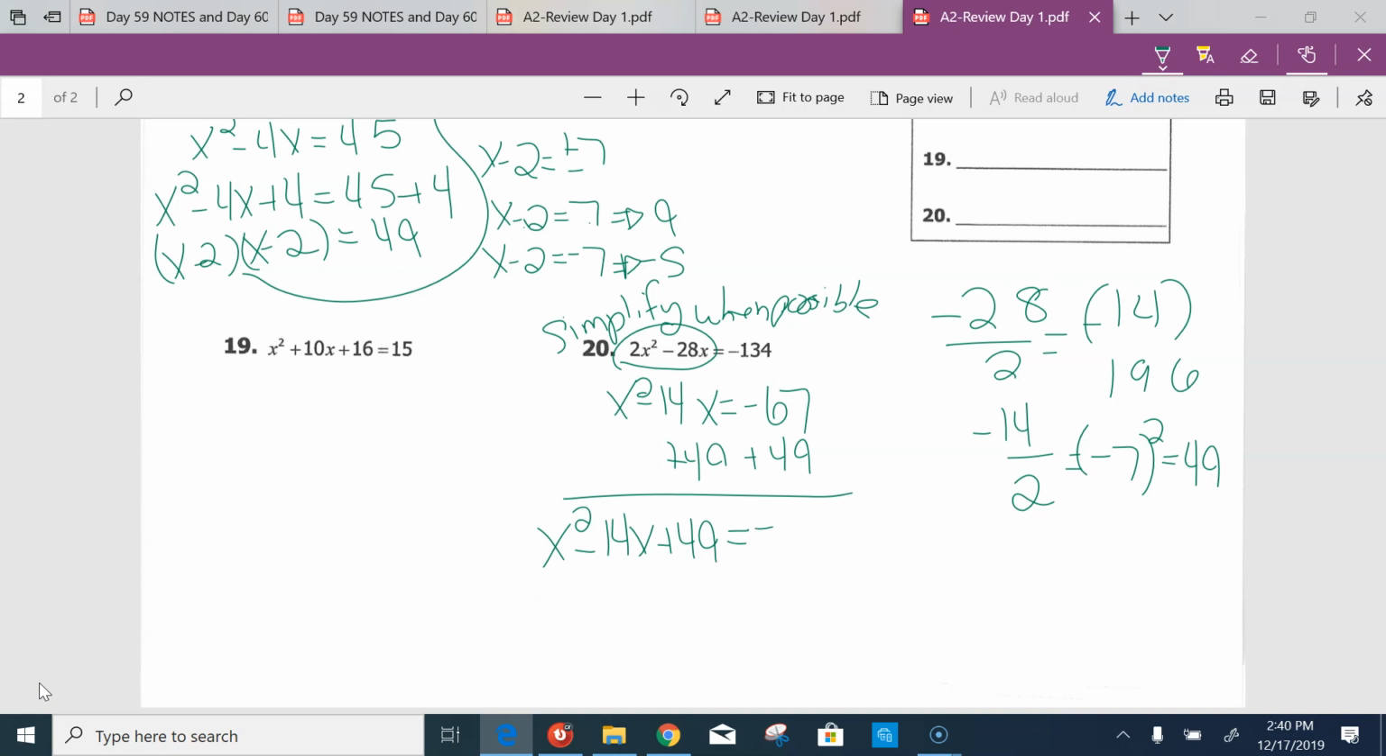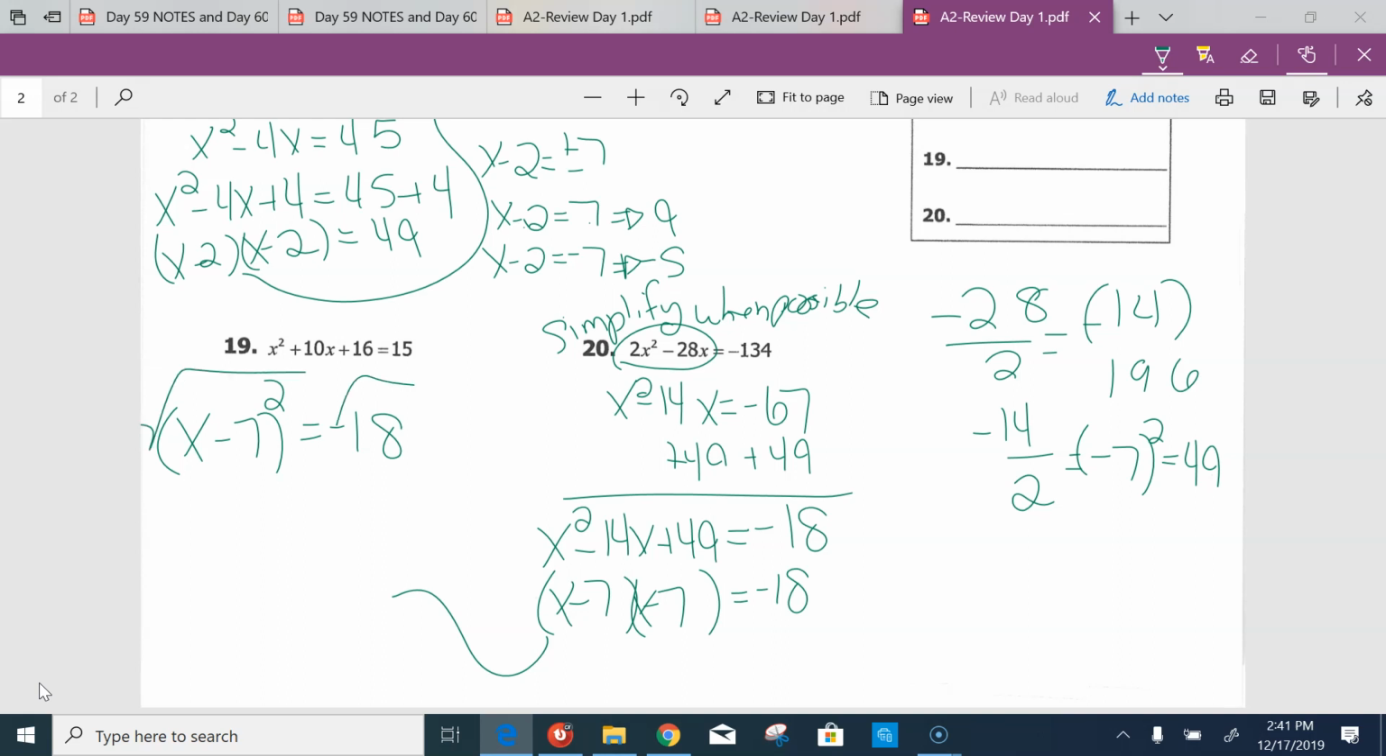Negative 18 is correct. Factor, because it is the perfect square. So what two numbers multiply to give me positive 49, but add to give me negative 14? Negative 7. So I continue my work over here on the left, so I have the space. So I have x minus 7 squared equals negative 18. What do I do now? And you get that x minus 7 all by itself. Square root the left and the right.